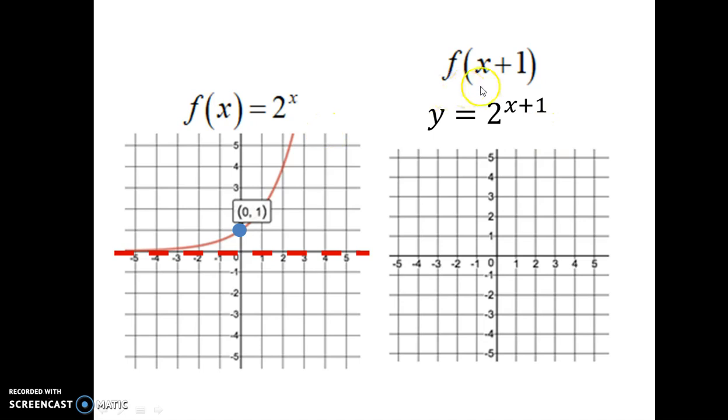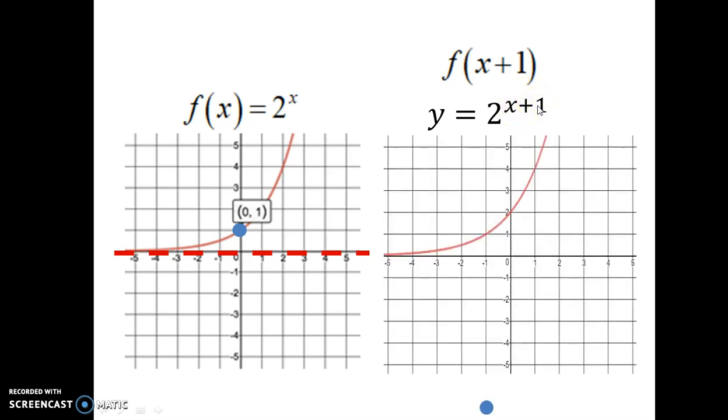There's the equation. So the x has been replaced with x plus 1. So that x has also been replaced with x plus 1. The graph will look like this. The point that began here is now here because everything shifted left 1 unit. The asymptote remains where it is, because since we're moving side to side, the asymptote remains exactly where it is.